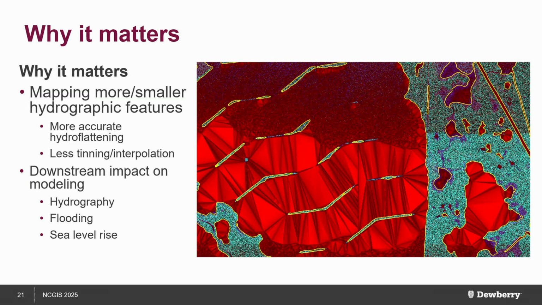And why it matters is you can map more smaller hydrographic features. So that gives you more accurate hydroflattening with less tinning and interpolation across digital elevation models. And then, of course, the downstream impact on modeling like hydrography, flooding, sea level rise. And I included this here because this is an accurate prediction, and that water body size is 0.04 acres. So you can see how fine of a resolution you can get down to. But this takes a lot of training data. And the composite images look really weird, but you can really clearly see where water is versus where land is.